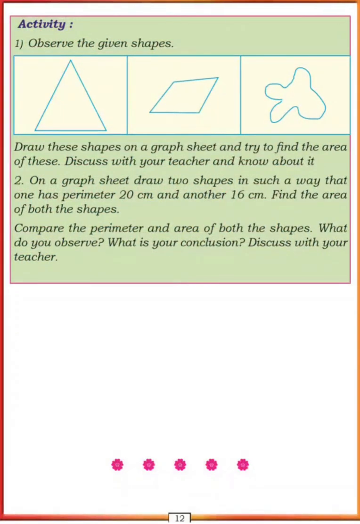The last activity of the chapter is, observe the given shapes. Draw these shapes on a graph sheet and try to find the area of these. Discuss with your teacher and know about it. On a graph sheet, draw 2 shapes in such a way that one has perimeter 20 centimeters and another 16 centimeters. Find the area of both the shapes. Compare the perimeter and area of both the shapes. What do you observe? What is your conclusion?